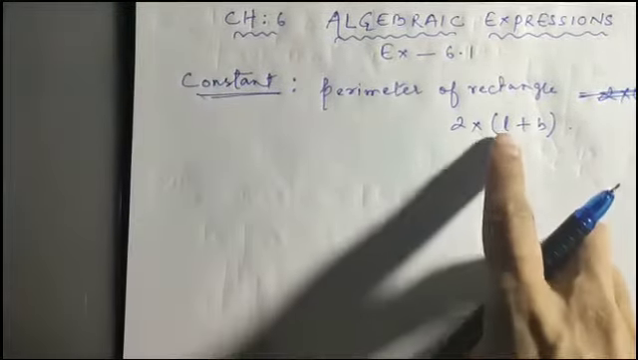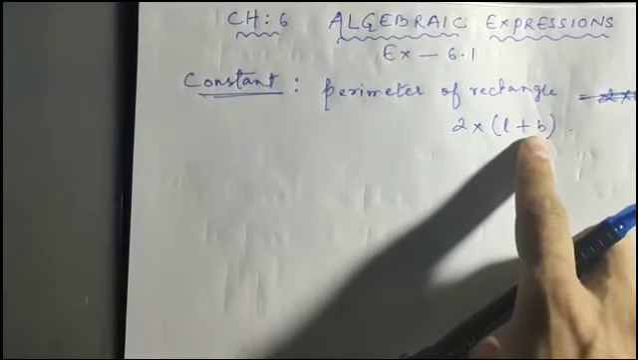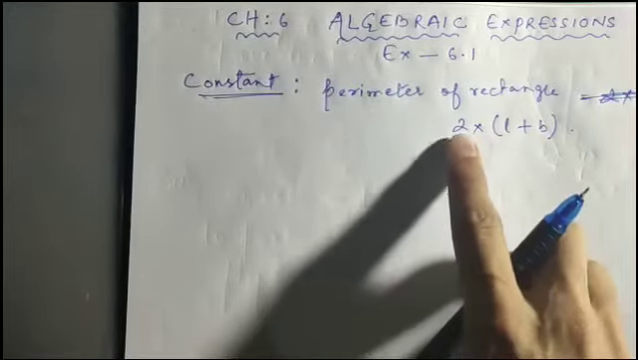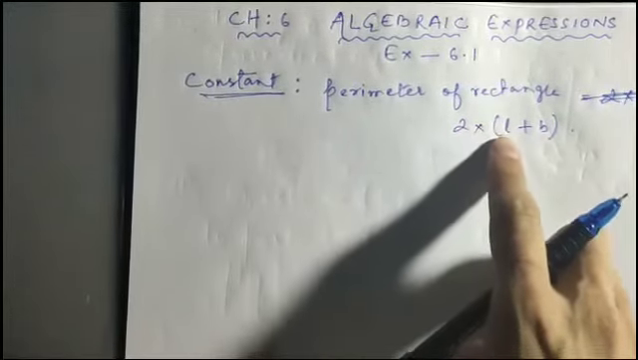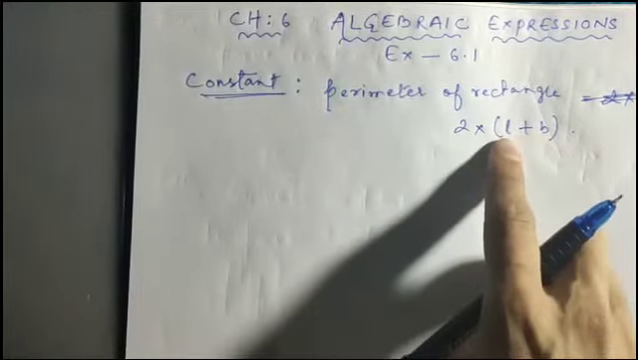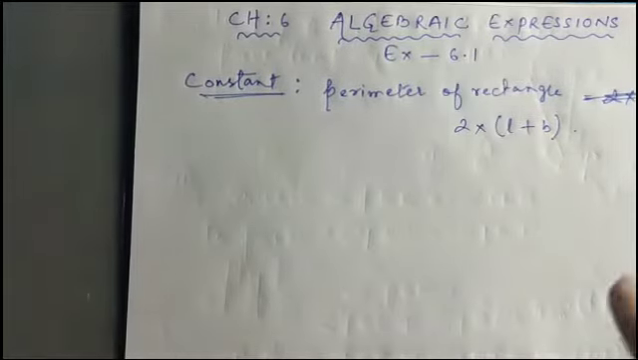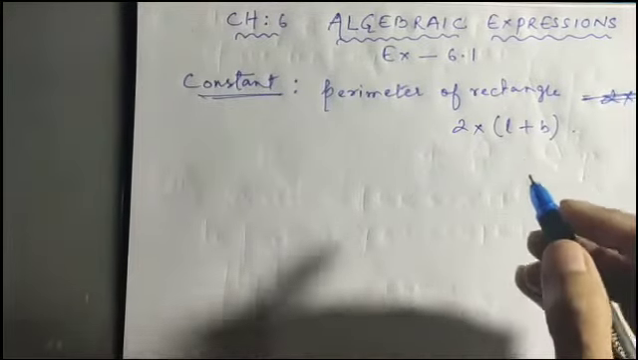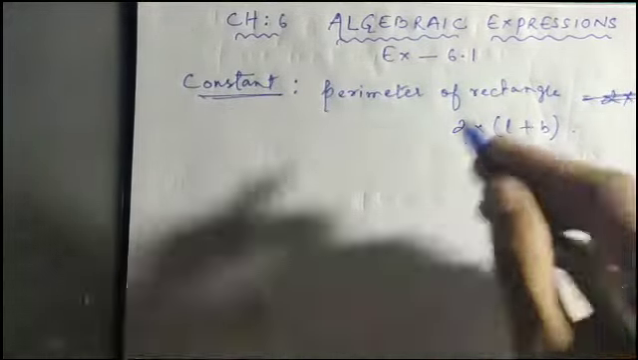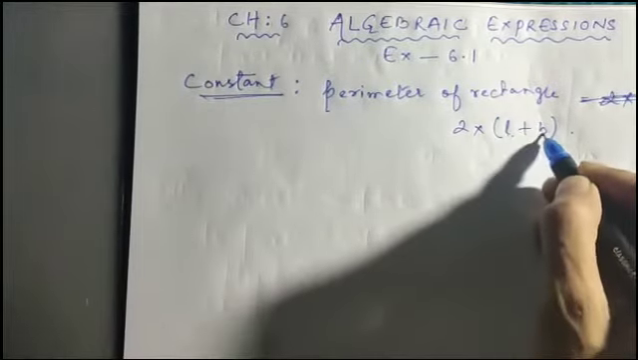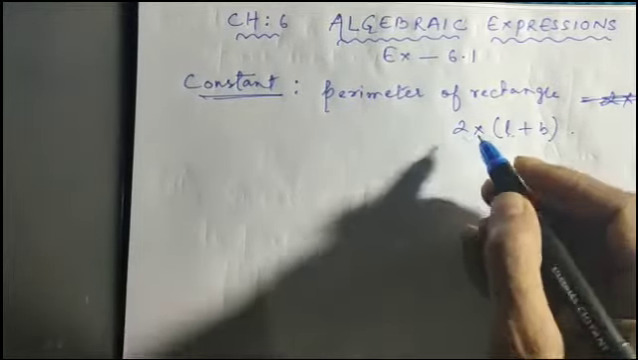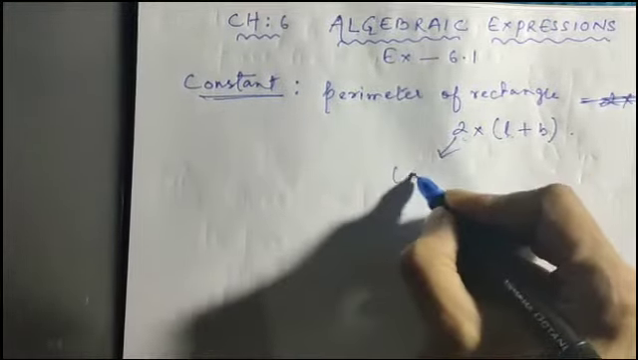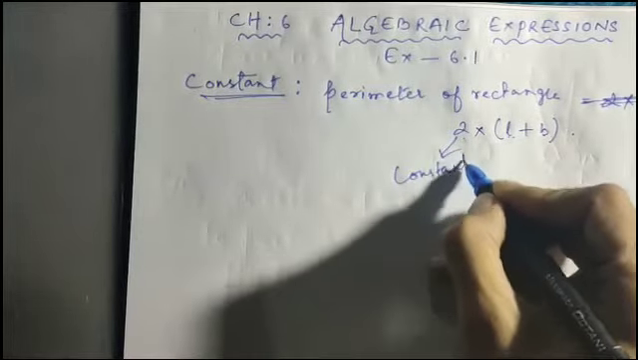So here I have to put a value for length and a value for breadth. But these two, whatever may be the value, sometimes it may be 5, it may be 10, sometimes it may be 20, it may be 25. It may change according to the situation, right? So this length and breadth may change according to the situation. But this 2 is not going to change. So this 2 is the constant. This 2 is constant. It is fixed.